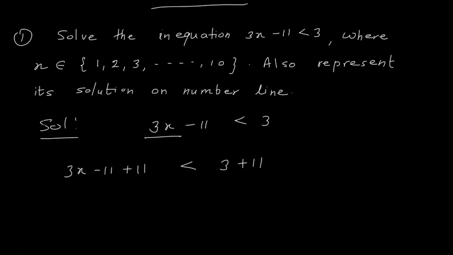Now it is same as this minus 11; when it moves to this side, it will become plus. So you can do it that way also. Here you can see that what we are doing is adding 11. So here I have 3x less than, it is less than only. Now on the right hand side, 11 plus 3 is 14.